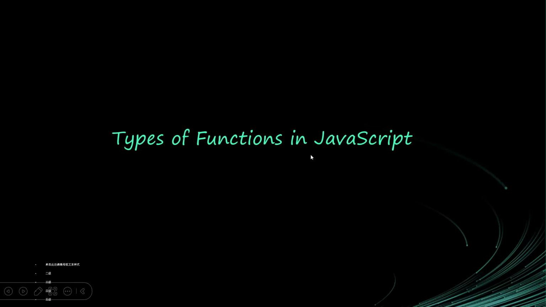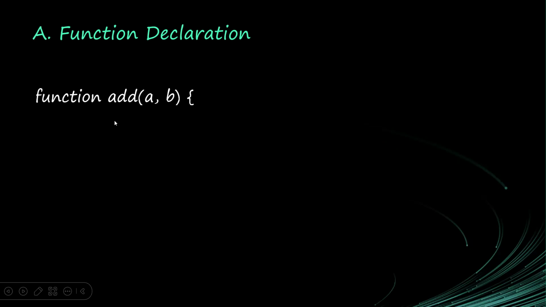So let's take a look at the types of functions that we have. The first one is function declaration. That is what we have just done. The one we just used is called function declaration. We just declared the function. If you use this syntax to create a function, it is called function declaration.